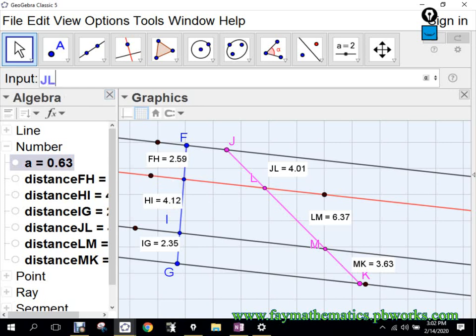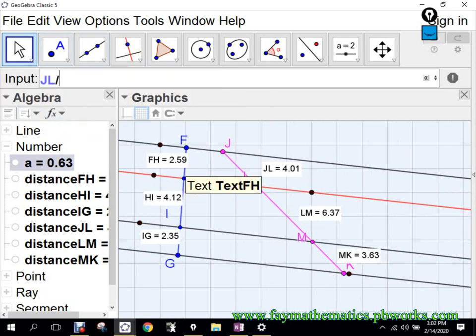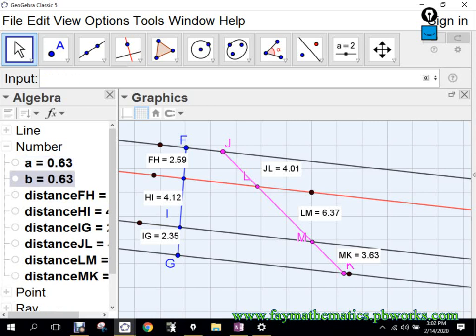If I take JL, now just humor me here. If I took FH divided by HI, what do you think I should take JL and divide it by? LM. So let's see what that gives me. Same number, right? So the quotients of those two things are the same.